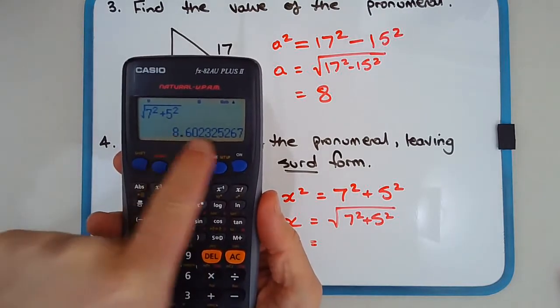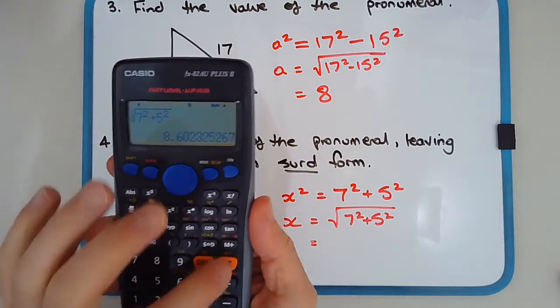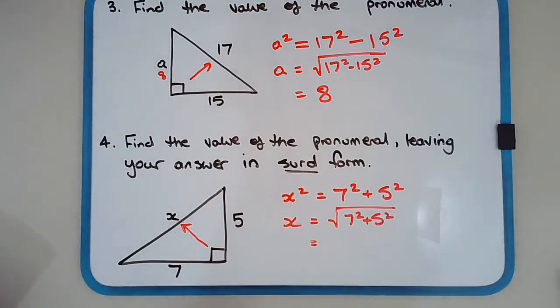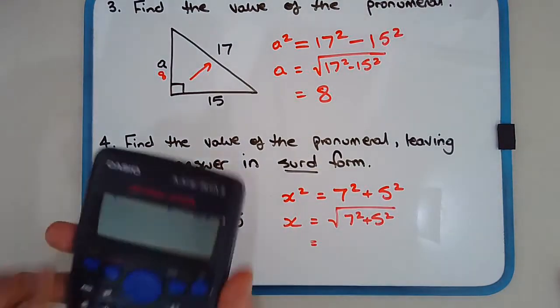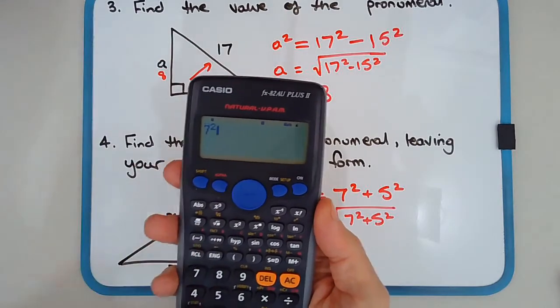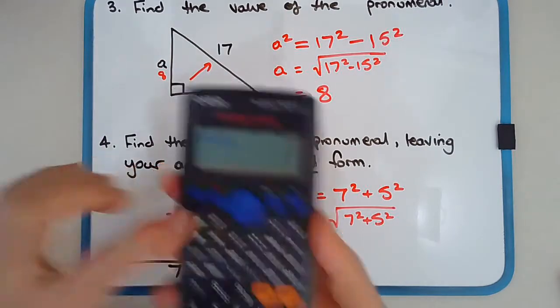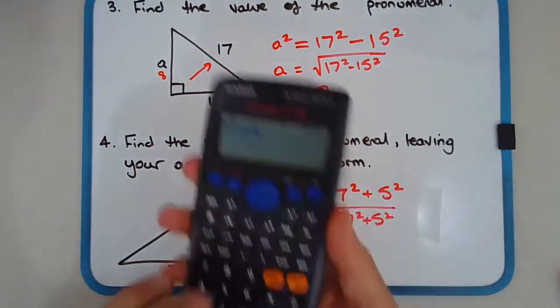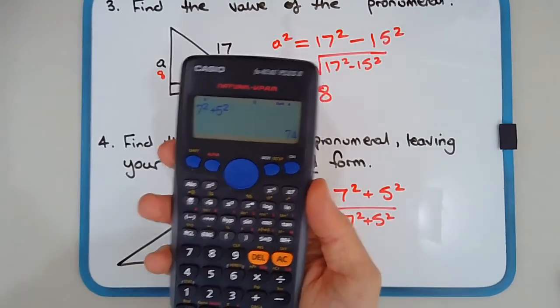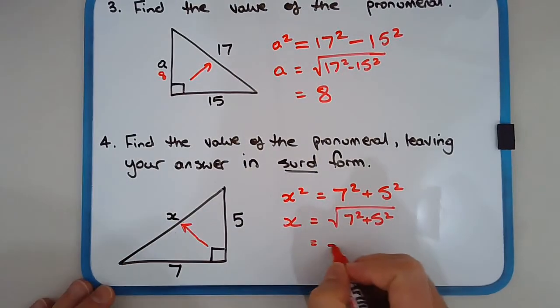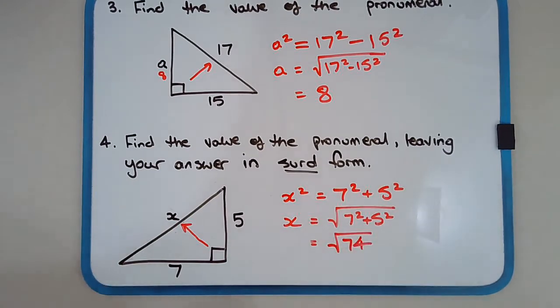We're not going to write this answer here. That's very important. So we're going to leave it in surd form. Surd form means that we're not going to write the decimal. How we're going to do this is we just type in 7 squared plus 5 squared. We work out what's under the surd first. We get 74. So we're just going to write it as the square root of 74, not that decimal answer that had 8.6 in it. Okay, that is surd form.